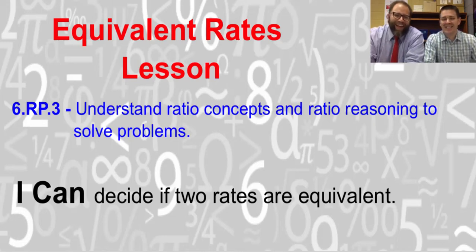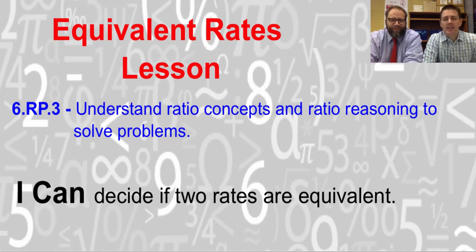All right, we're ready for our next one on equivalent rates. Today we're going to be deciding if two rates are equal or equivalent to each other. So go ahead and start your notes. Get your title up top. Our learning target, 6RP3, understanding ratio concepts and ratio reasoning. And then our I can statement: I can decide if two rates are equivalent to each other. When you have all that jotted down, go ahead and hit play again and we'll go on with the rest.